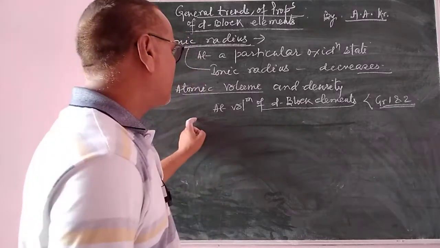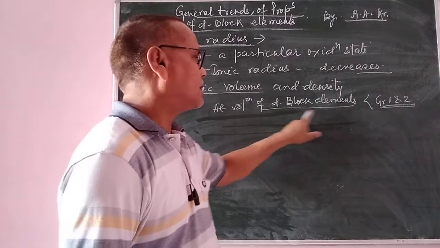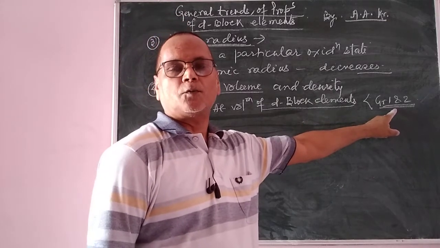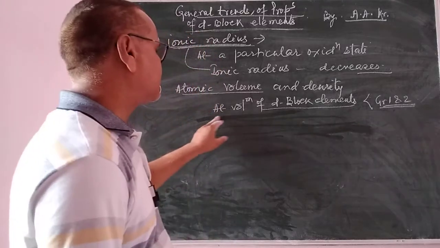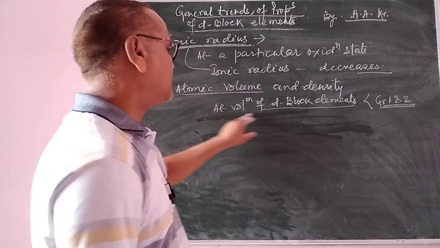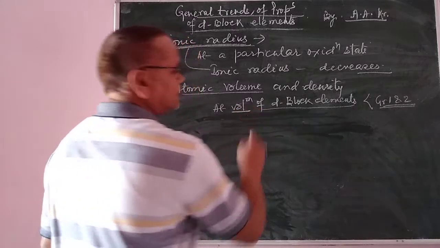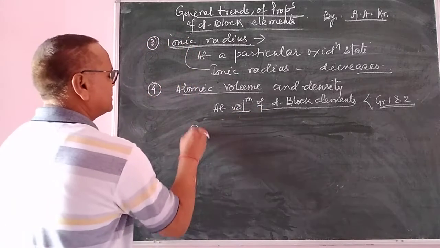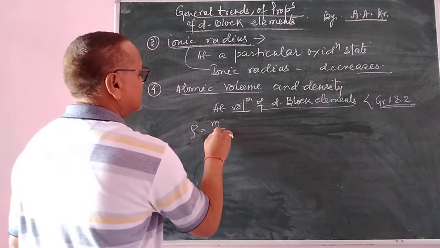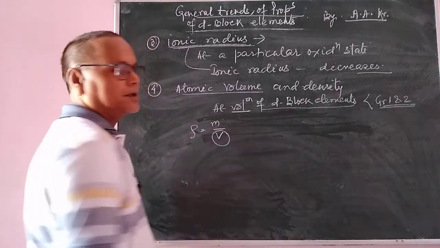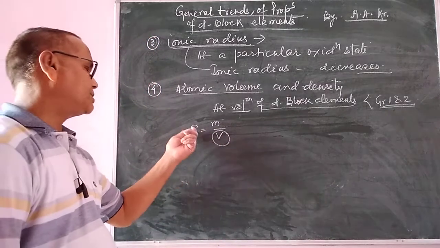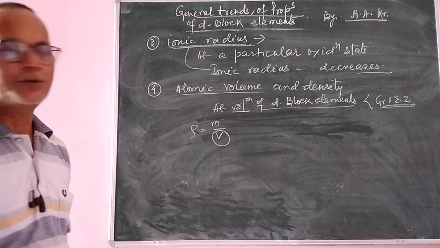So the d block comes just after the s block, group 1 and 2. So its atomic size, atomic volume will decrease. If the volume decreases, then density, that is mass by volume, will increase.